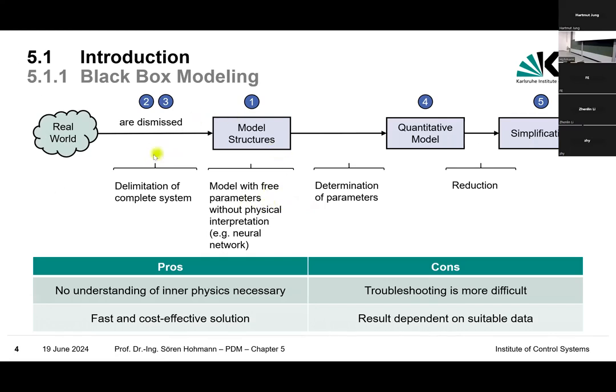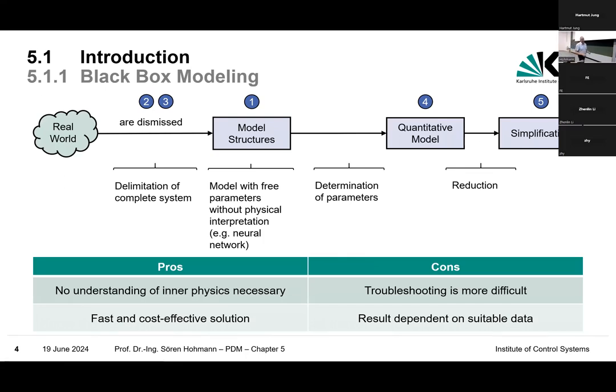This is the basic structure. So we leave 2 and 3 out, but we always start with some model assumptions, and that's the difference. We have a model structure with 3 parameters without any physical interpretation. This is the pure form of black box modeling.